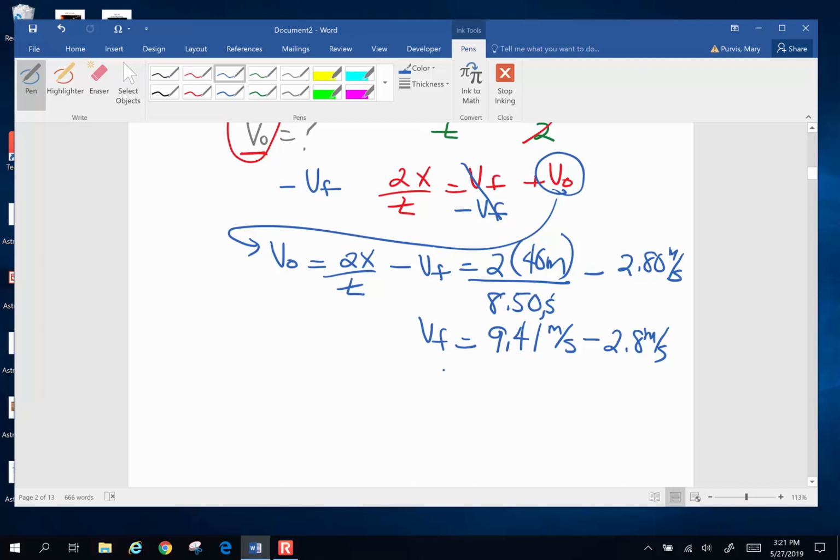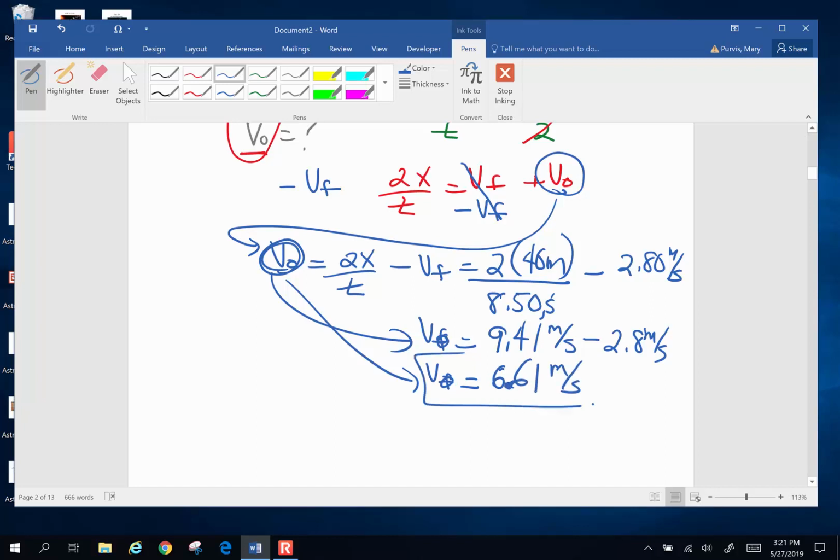minus 2.8 meters per second, so minus 2.8 on my calculator, and I end up with a final velocity of 6, oops, I said final. I'm solving for original. I said the wrong thing, didn't I? Vo is going to be 6.61 meters per second. That is going to be the original vehicle's velocity.